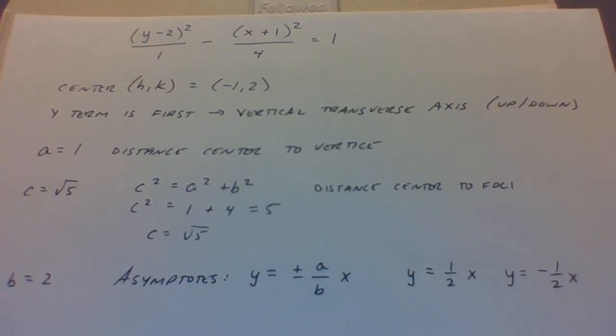We're going to need that so that we can find our asymptotes. Remember that our formula here is y equals plus or minus a over b times x. So if we plug in our a and b values, we're going to get 2 equations here, y equals 1/2 x and y equals negative 1/2 x. Again, remember that when you go to graph those, you are graphing those from your center, not from the origin.